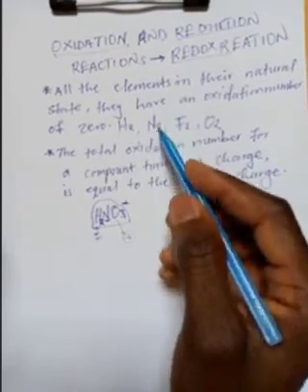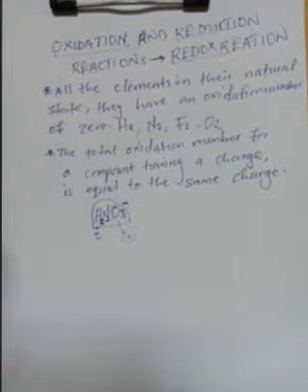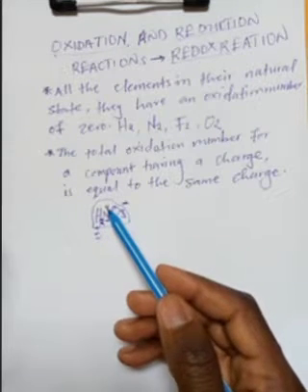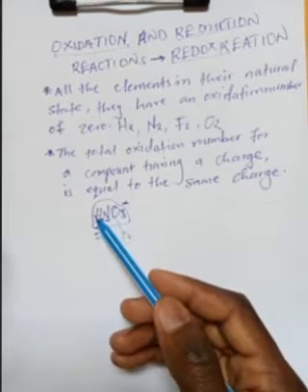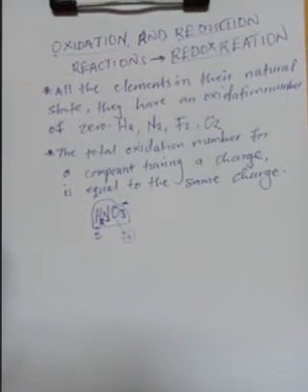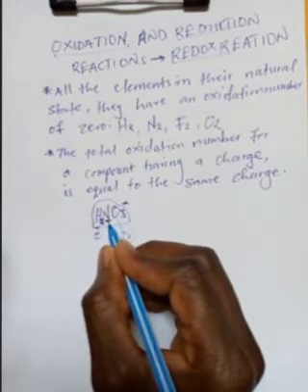Because this rule is saying every element which is in its natural state, its oxidation number has to be equal to 0. So in a compound, nitrogen won't have an oxidation number of 0. Why? Because it is not in its natural state. It is combined with some of the elements. What are you supposed to do? Meaning that here you're going to focus on this one. You find the oxidation number for this one.